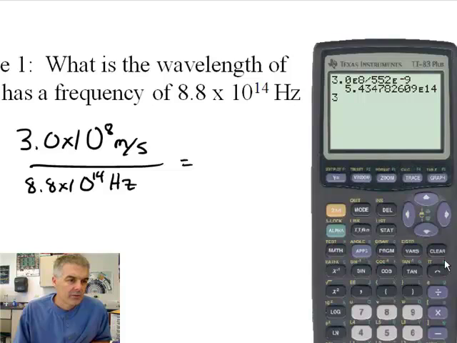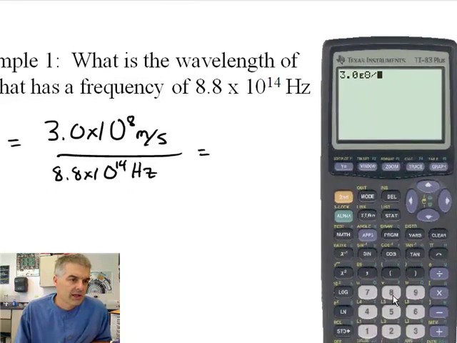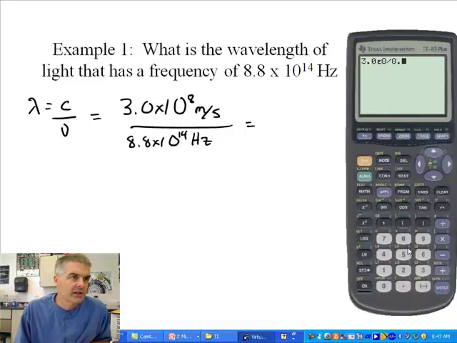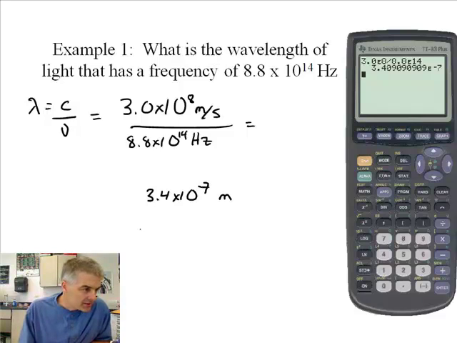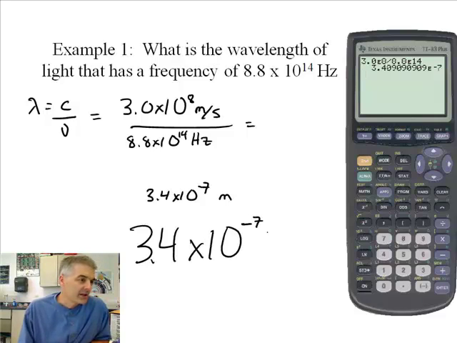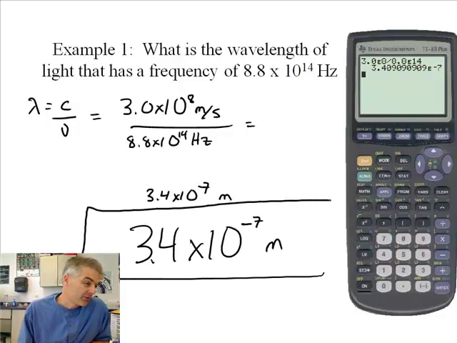And now I go to my calculator. Clear it out here. 3.0 second function E8 divided by 8.8 second function E14. This is going to be a tiny number, which is typical of light, and I get 3.4 times 10 to the minus 7th meters. That's a minus 7th. 3.4 times 10 to the minus 7th meters.